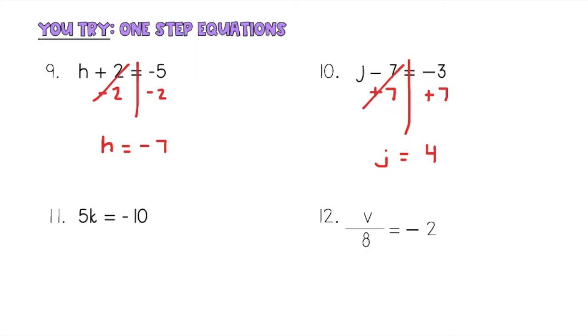5 times k equals -10. I'm going to divide. k is equal to -2. And last, v divided by 8 is equal to -2.